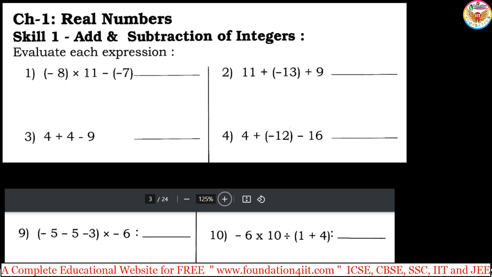From class ninth, chapter 1 is real numbers. Around 10 to 15 basic skills, so total around 22 skills are there. Altogether I made them into 7 or 8 important basics in this real numbers, which I'll explain in this video.